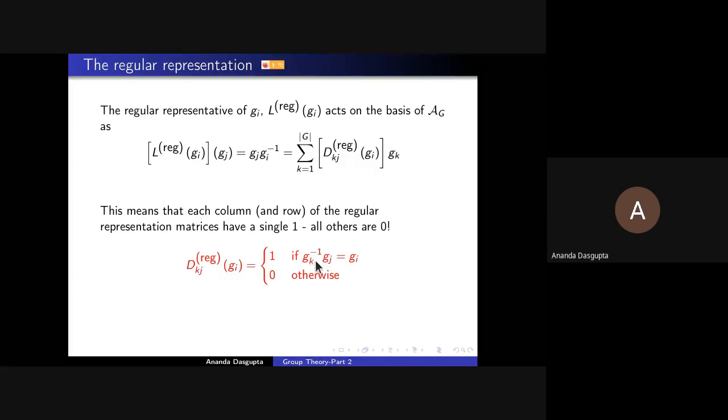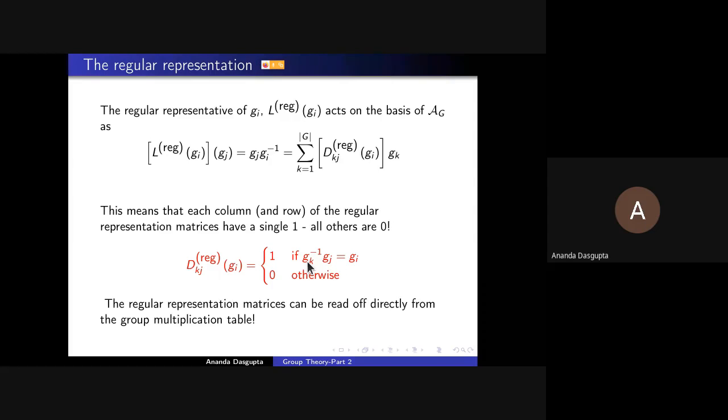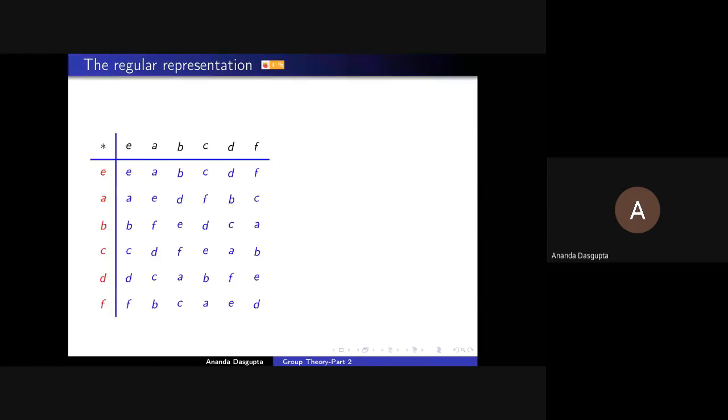Well, just form gk inverse gj, and ask: is it gi? If it is, then you get 1, otherwise you get 0. And the way to do that using the multiplication table is rather nice. So let me illustrate that to you.